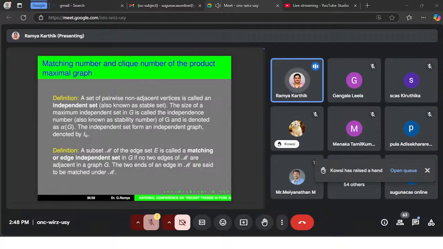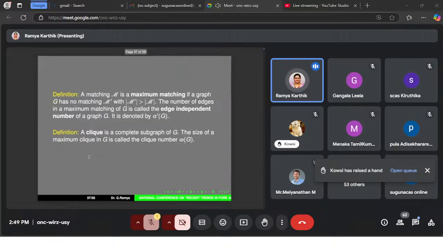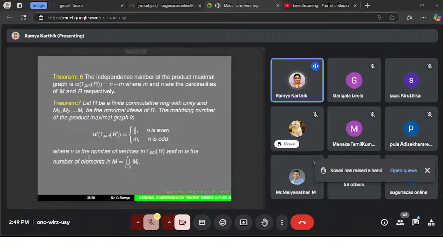First, I will discuss what is meant by an independent set. A set of vertices is said to be independent if no two vertices in the set are adjacent. And what is the independence number? The independence number is the size of the largest independent set in the graph. So we will discuss what the independence number of the product maximal graph is.